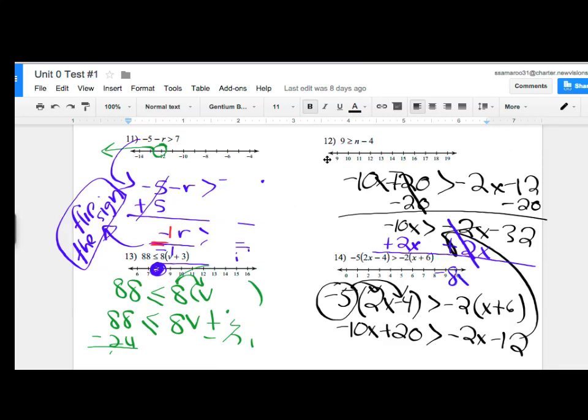I now have negative 8x is greater than negative 32. My inverse, I'm going to divide by negative 8. I'm going to remember to flip my sign. Whenever you divide by a negative, you flip. So x is now less than 4, and that's a positive 4.